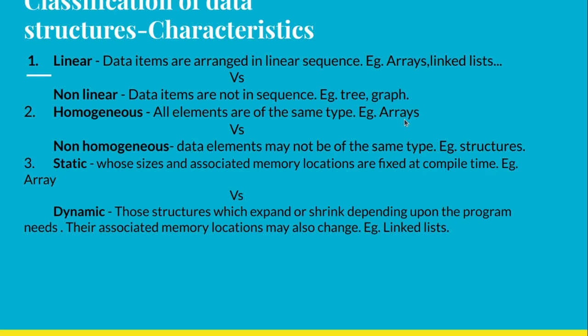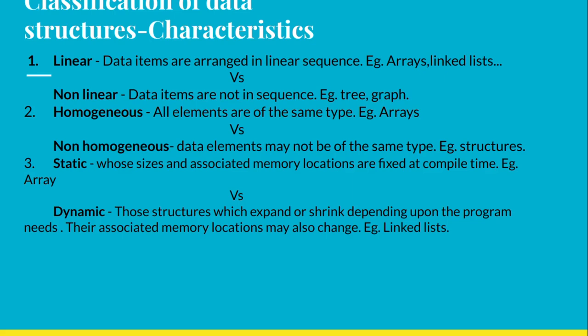Then we have homogeneous, that is, all the elements are of the same type. For example, arrays. If it is an integer array, then every element in that will be an integer. Non-homogeneous means data elements may not be of the same type, for example, structures.